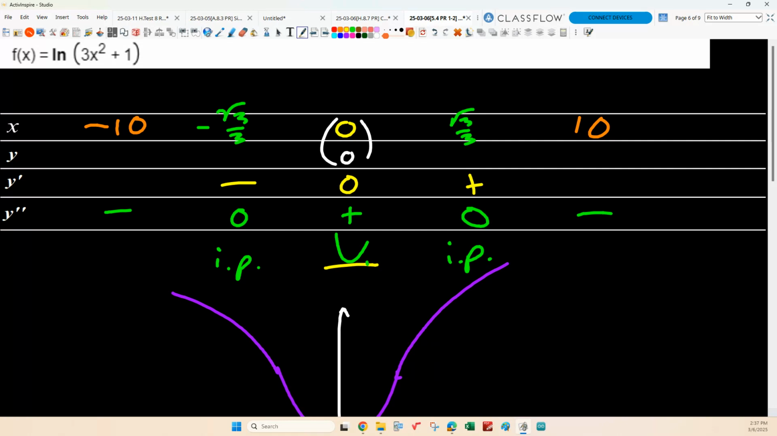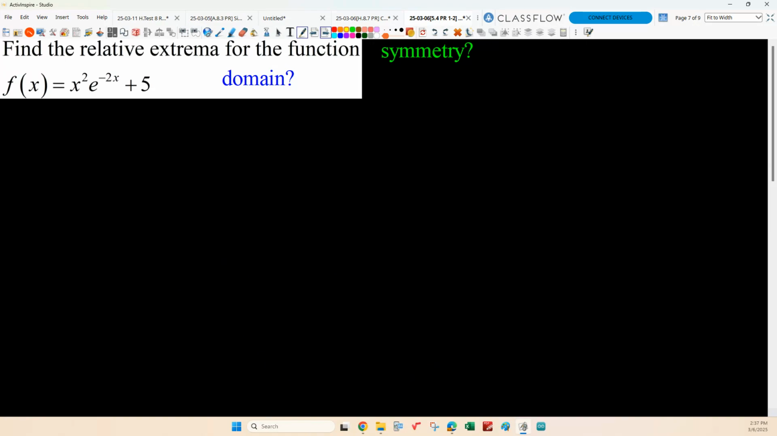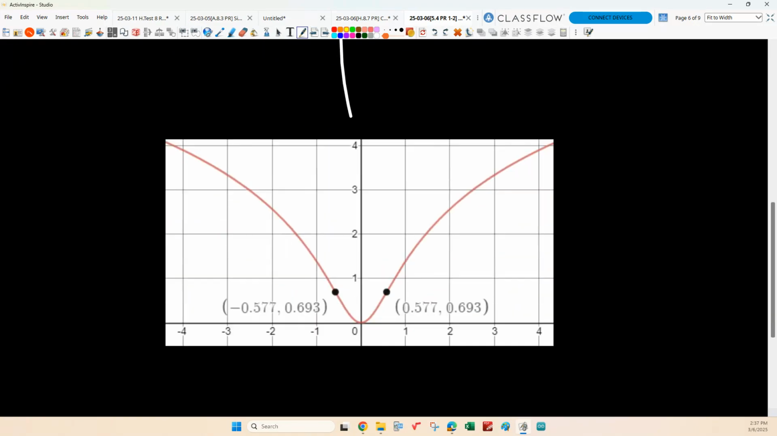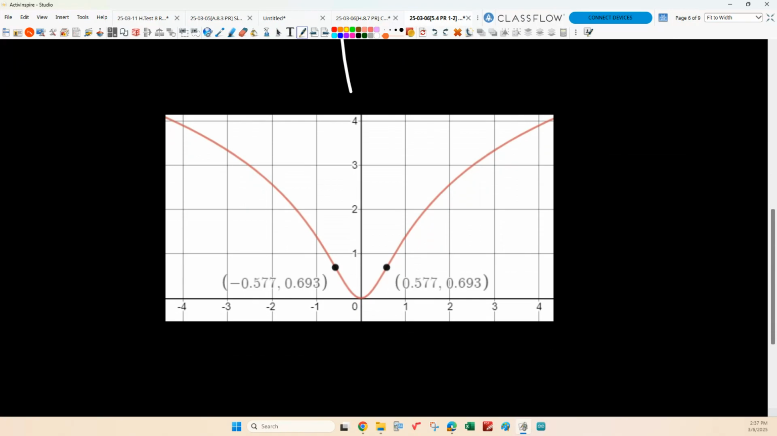Okay. Did I have a picture of that? I don't know if I did. Oh yeah, there it is. Okay, so just what we said it was, right?